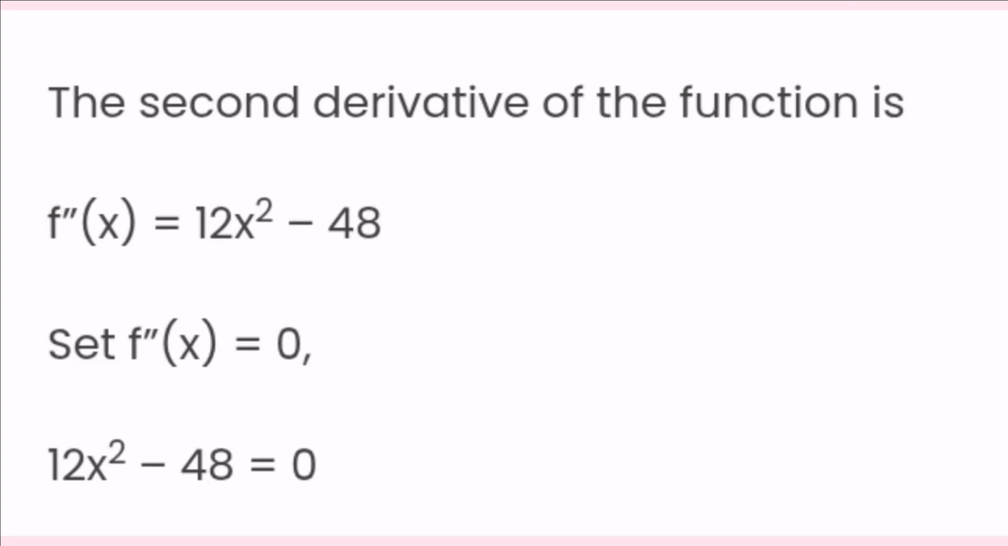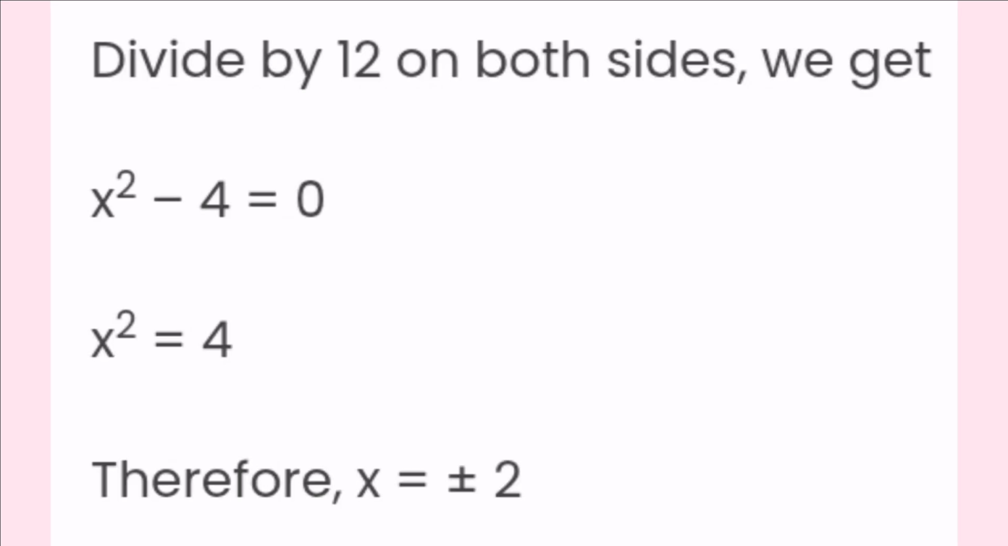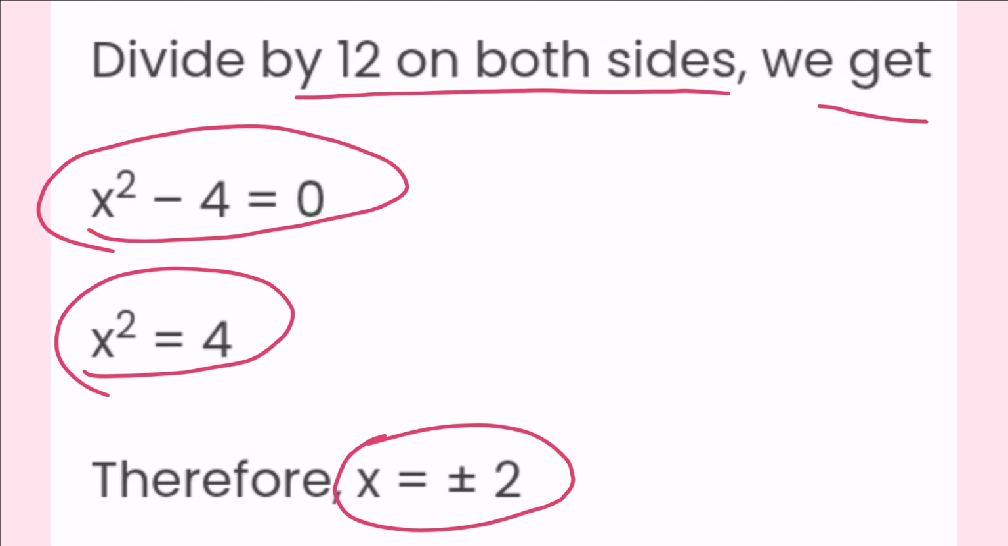Now, the second derivative of the function is equal to 12x square minus 48. To find the inflection point, the second derivative is equal to 0. So 12x square minus 48 is equal to 0. Now divide by 12 on both sides, we get x square minus 4 is equal to 0. Now x square is equal to 4. By taking the square root, x is equal to plus or minus 2.